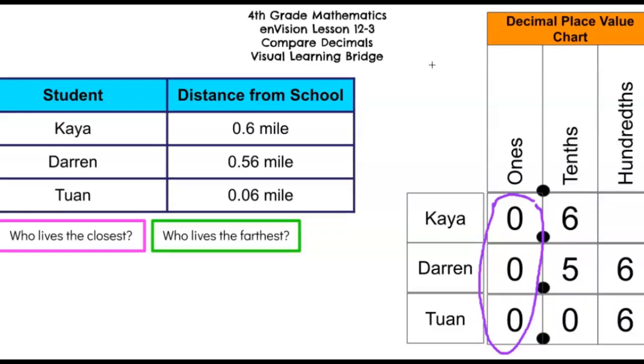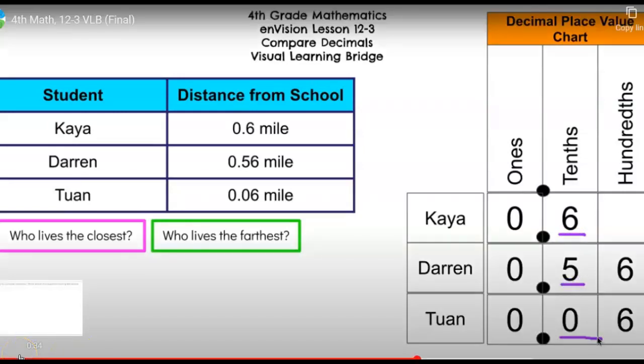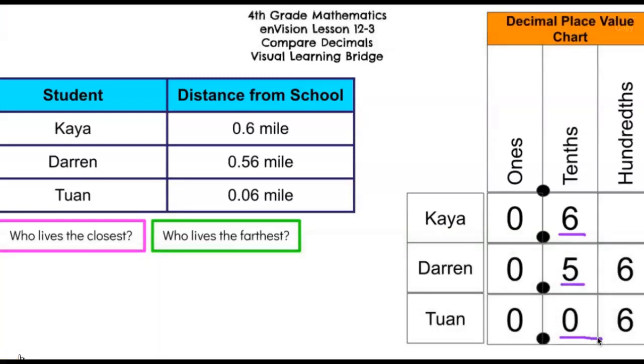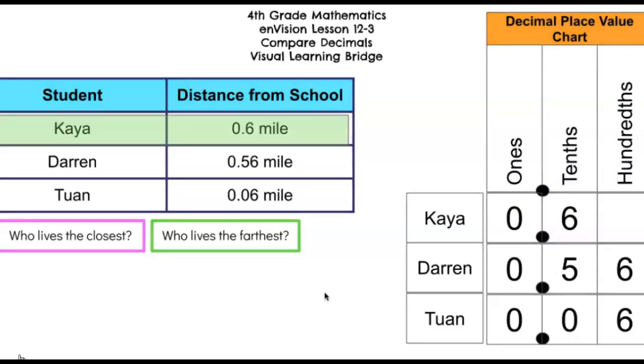So if we compare the next place value, the tenths place, we see Kaya has a 6 in the tenths place. Darren has a 5 in the tenths place. Tuan has a 0 in the tenths place. What does this tell you about their distances from school? So yeah, Kaya has the largest digit in the biggest decimal place value being compared. That means that her distance from school is the largest distance. So does this mean she lives closest to school or farthest from school? Right, this means she lives farthest from school because her distance is the greatest.